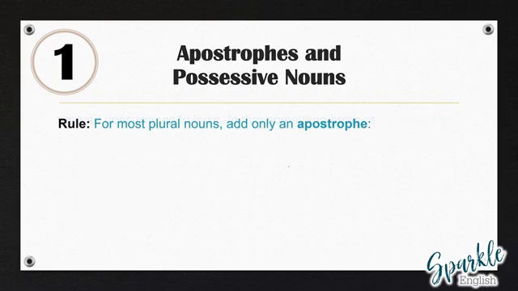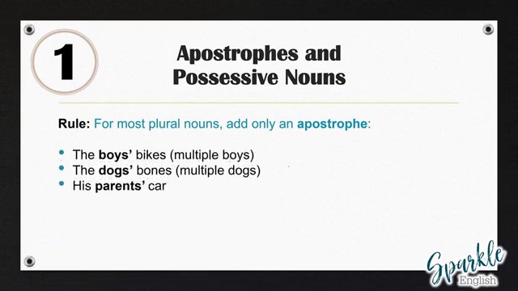For most plural nouns, we add only an apostrophe. So most plural nouns will end in an S. Because, for example, if we have girl, usually we have to just add an S to make most nouns plural. Girl, girls. Home, homes, for example. Okay? So for most plural nouns, we only add an apostrophe. The boys' bikes. This means there's multiple boys. Maybe there's two, maybe there's three boys.